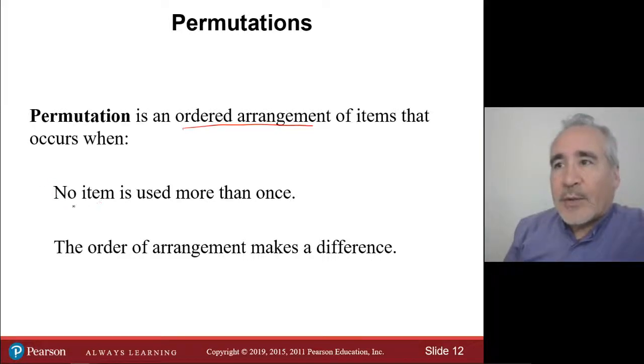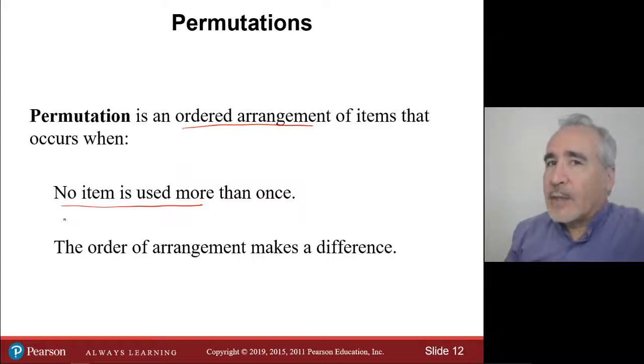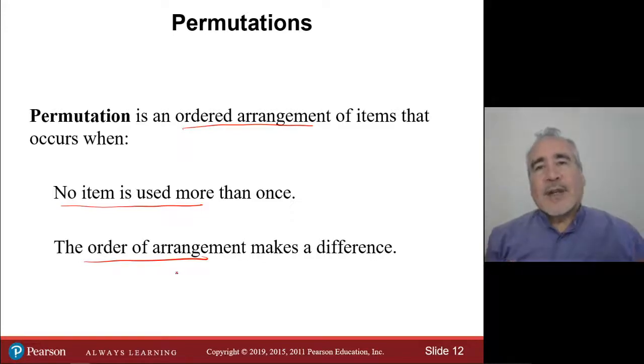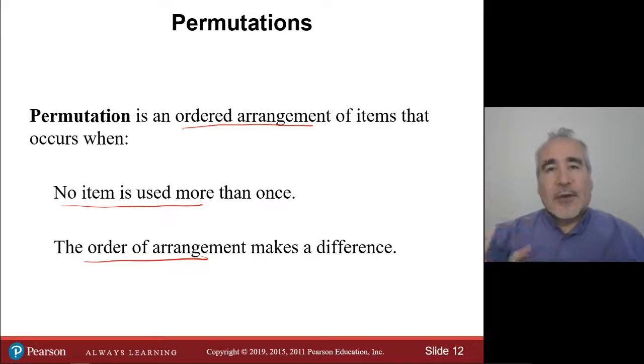One of the things that's important for a permutation is no item is used more than once. So you can't be both president and secretary. Sorry, that's not possible with a permutation. And the order is important. It makes a difference. Like with a song list, you might think, oh, I've got 10 favorite songs, I don't care what order I listen to them. But when you put them in a playlist, they are in an order. First, second, third, fourth song.